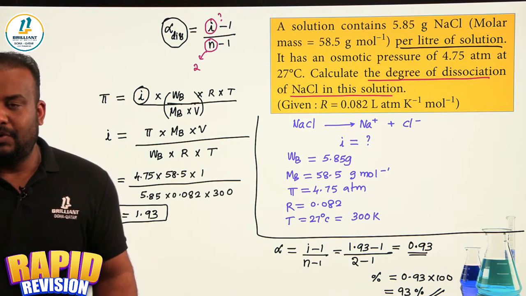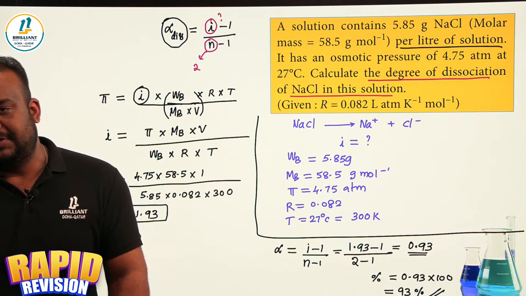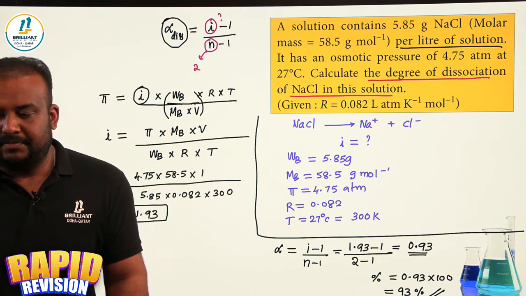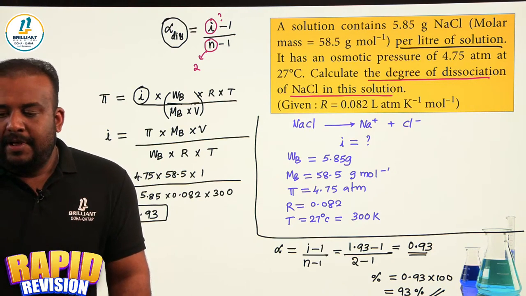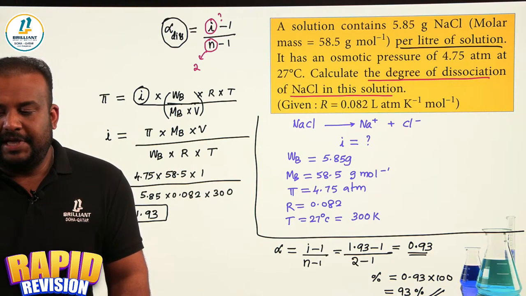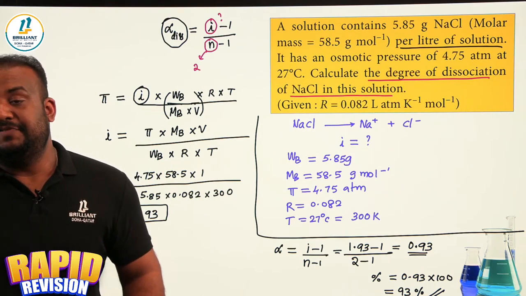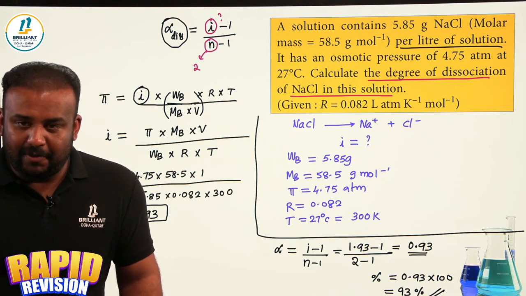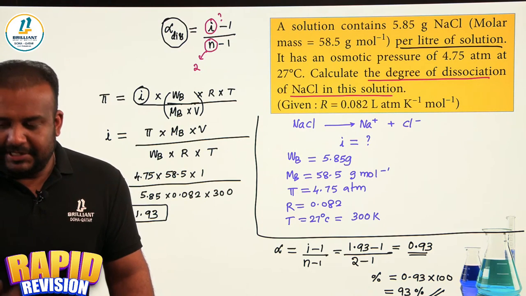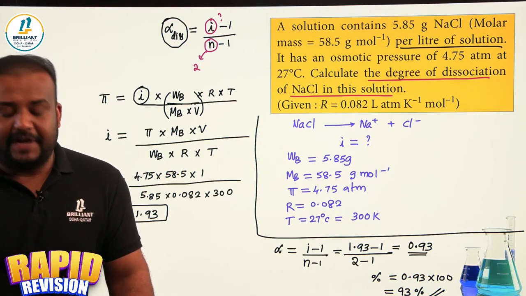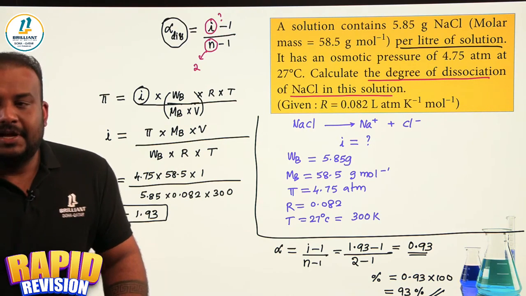Have you all understood how to apply that i to find out the degree of dissociation or association? See, don't take it as approximately 2. Because if you take that, then the degree of dissociation will come out as 100%. That will be wrong. Is it clear? It's not dissociating 100%. That's why they are asking you to find how much is the degree of dissociation. 93%. Okay.